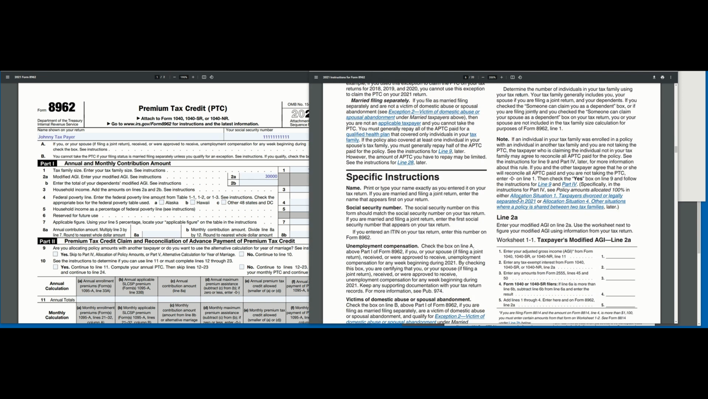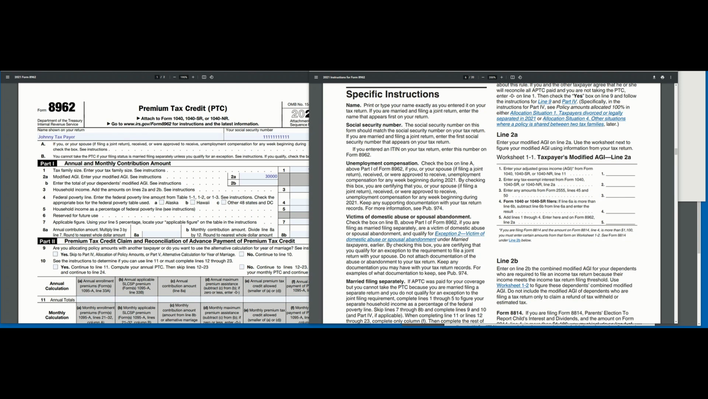Now, the modified adjusted gross income is something a little tricky. There is a little chart here that you can use to help figure it out, because it includes things that are not normally taxed as income for the calculation of PTC. So things like Social Security benefits and other things that don't really get fully taxed, but maybe are going to be included in there. In my case, I don't have any of that, just straight income. In this example, we'll put $30,000.